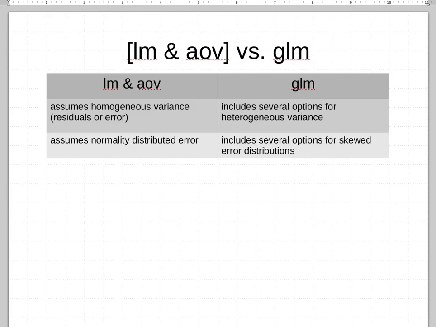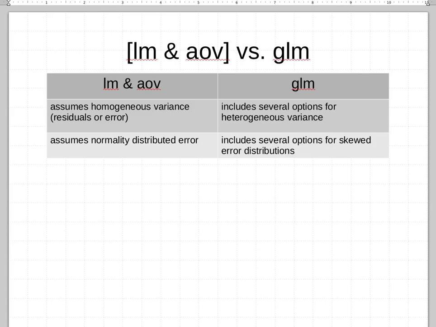For the generalized linear models, we have some options that allow for heterogeneous variance, which is great because what we've been trying to do is get data to match that assumption of homogeneous variance. Also, the generalized linear models allow us to play around with some different skew so you can have a non-normal distribution around your data. So, in other words, what we've been trying to do is make the data fit this fairly constrained set of assumptions for linear models and analysis of variance.